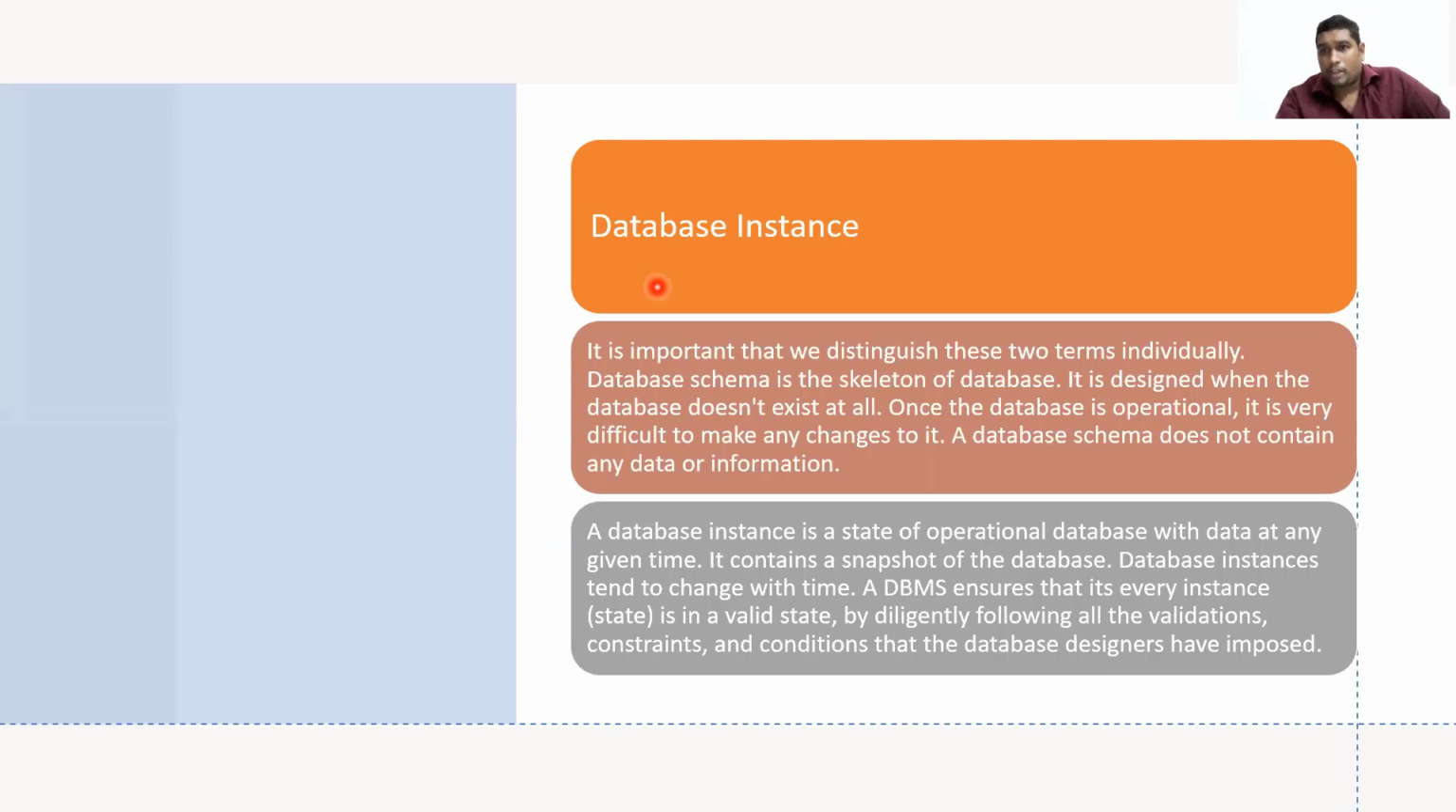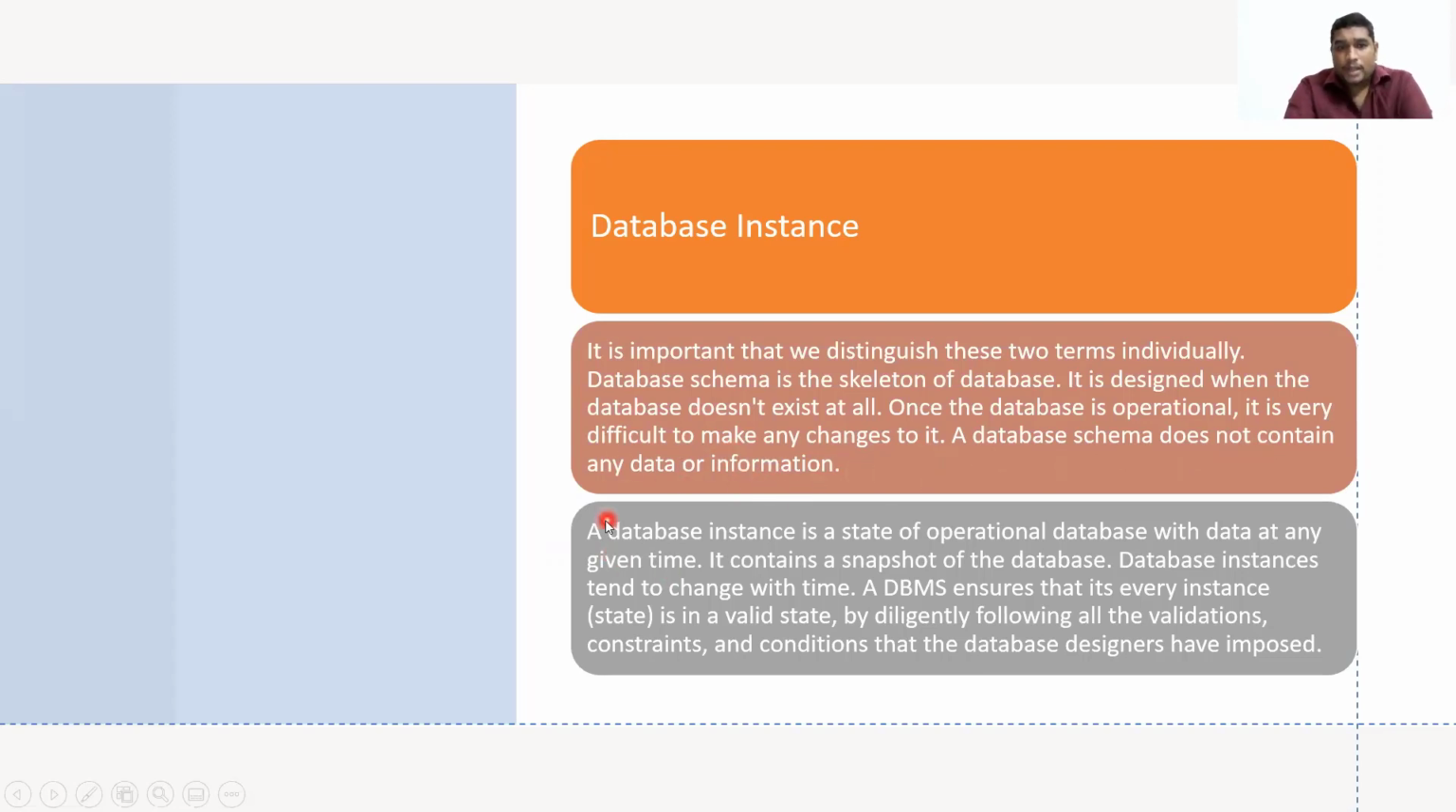Simply, we can say that if we are retrieving a particular row, that row is called a database instance. So it is important that we distinguish these two terms individually. The database schema is the skeleton of the database. It is designed when the database doesn't exist at all. Once the database is operational, it is very difficult to make any changes to it. So a database schema does not contain any data or information.